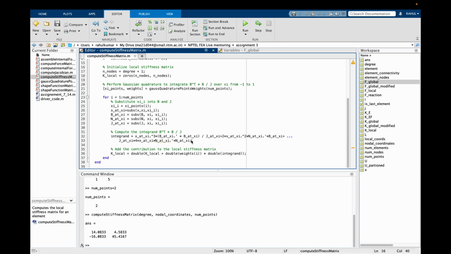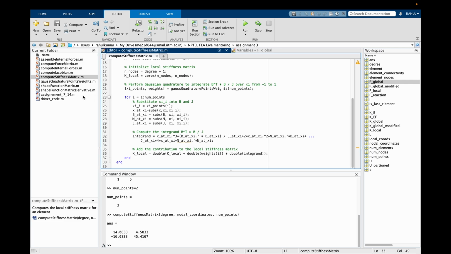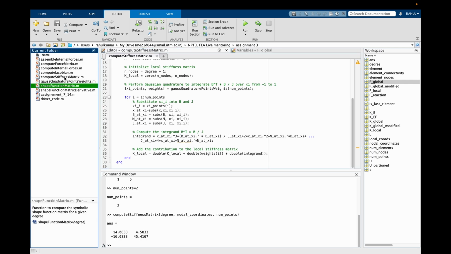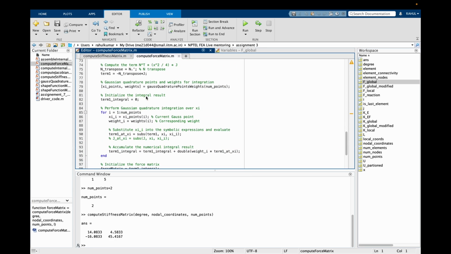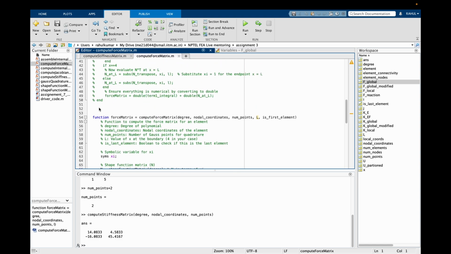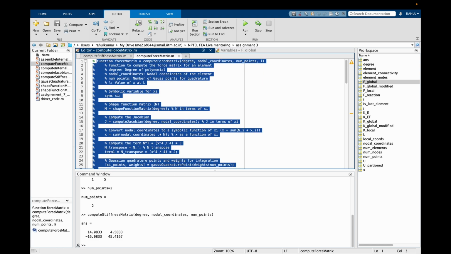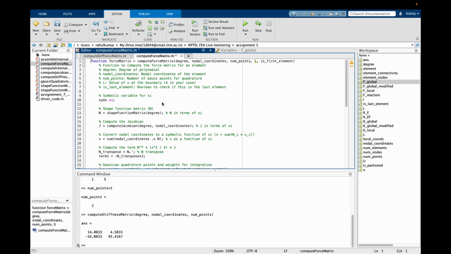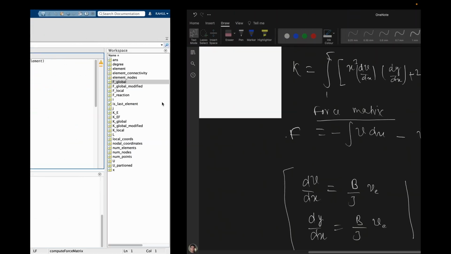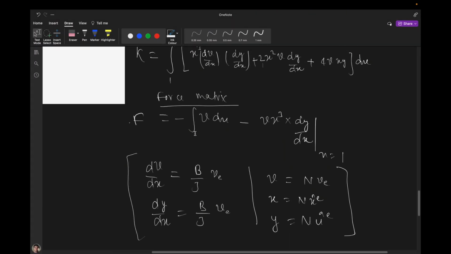Now what is the next question, tell me. Next is F, calculating the F or load vector. We have to find the force matrix, right? So this is the force matrix, and clearly you can see that this part we have to do.